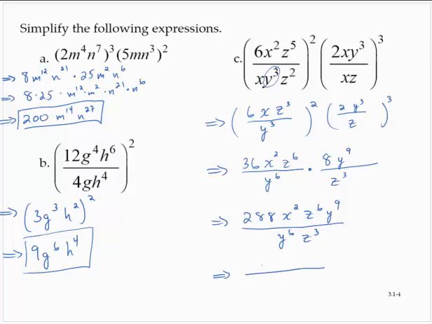So the 288 won't reduce with anything, and the x to the second won't reduce with anything. I have a y to the ninth over y to the sixth, so that would leave me a y to the third in the numerator, and I have a z to the sixth and a z to the third. That would leave me a z to the third in the numerator, and I have 1 remaining in the denominator, so I'll just remove the fraction bar and just keep that as my end result.